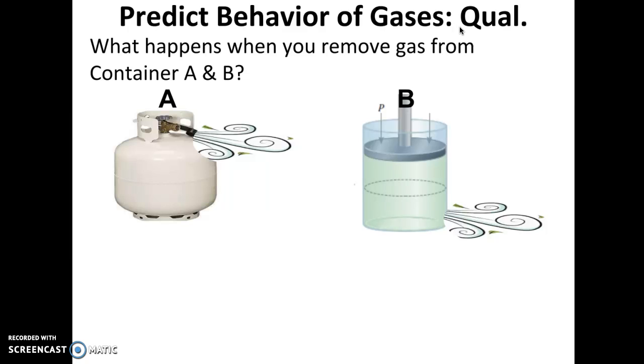Let's go through one more example, qualitative, just predicting behavior if it increases or decreases. So what happens when you remove a gas from container A and B? So there's like a leak in both of these containers. I want you to take a moment to write down your predictions on your handout, and then we'll come back together and go through them.